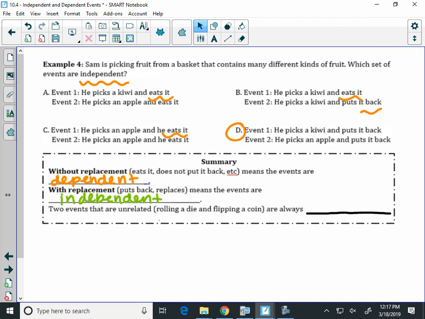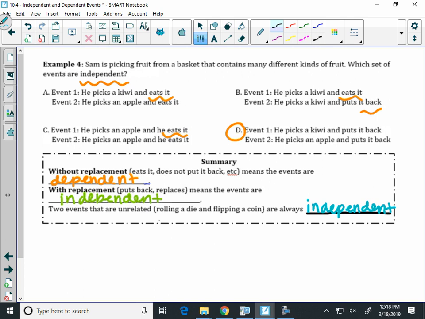But two events that are unrelated. So rolling a die and flipping a coin, those are always going to be what? Independent. Right? They don't affect each other. They're unrelated. So when you're given a scenario, you're looking kind of for those key things to determine if you have independent or dependent events. Questions over that front part?